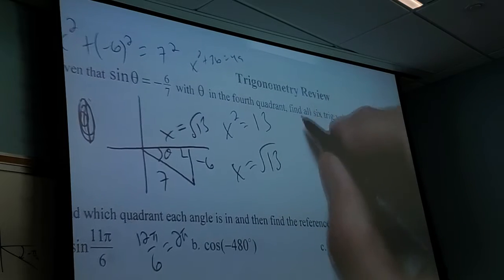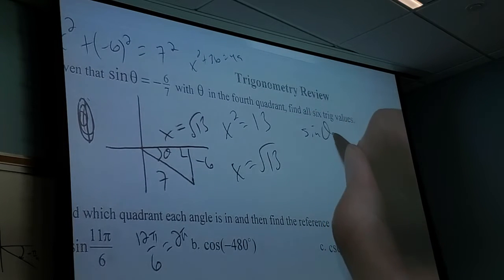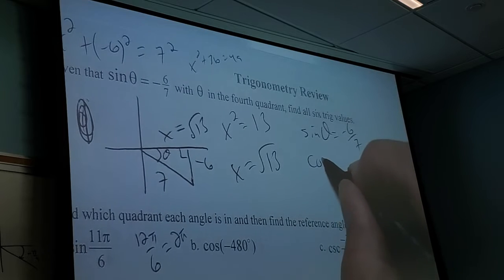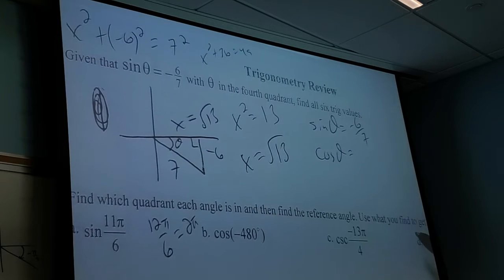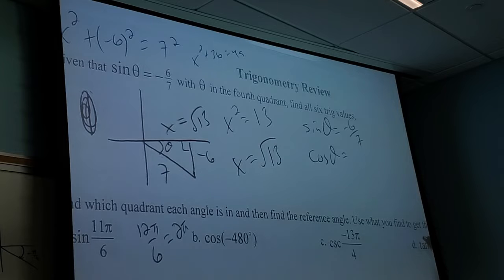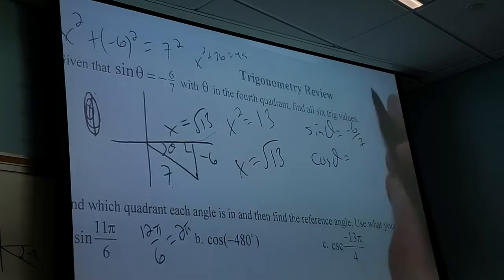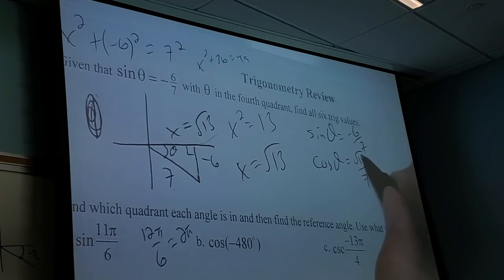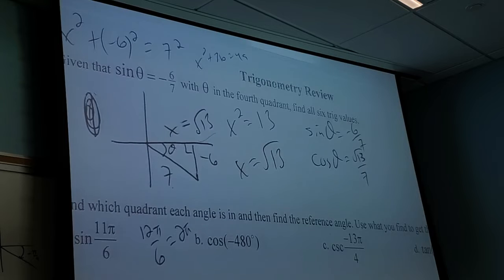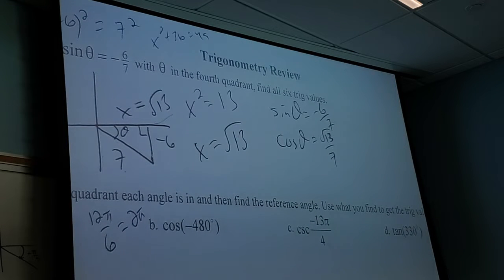So this one, sine we know already. I'm just going to put it down here just for completeness. What's cosine going to be? What's the definition of cosine? It's x over h. So cosine is going to be rad 13 over 7. Is that cool? So if I give you a triangle with two sides and I ask you to find the ratios, you should go like, oh, okay, cool, sweet. All I got to do is Pythagorean theorem and then set up the ratios.